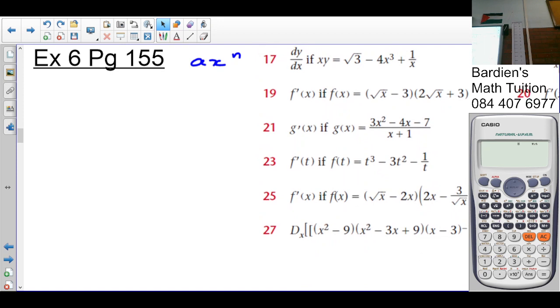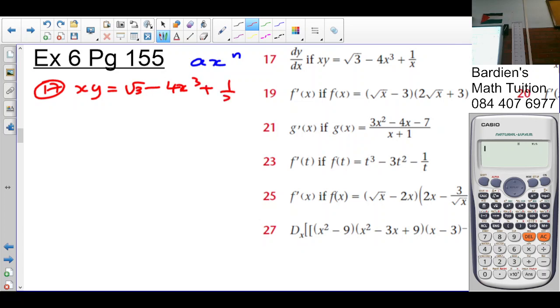Number 17. So xy equals the square root of 3 minus 4x cubed plus 1 over x. Now, they want dy dx. But what is different here? What is different here, people? There's an xy as the subject of the formula. But I must make y the subject of the formula.